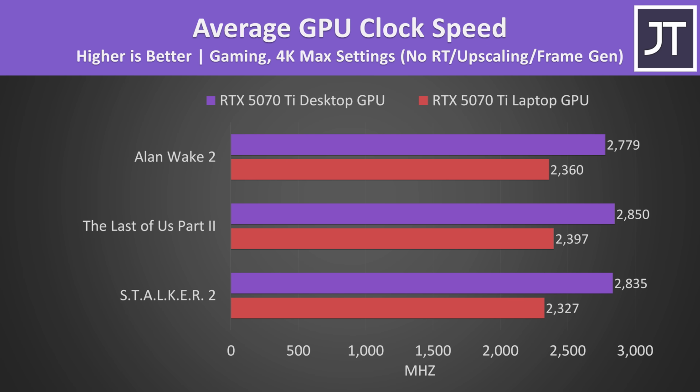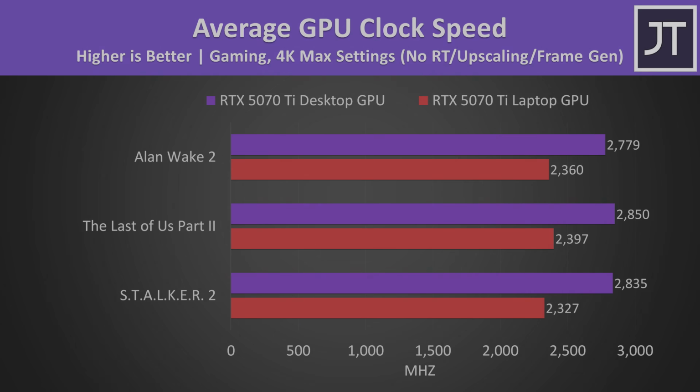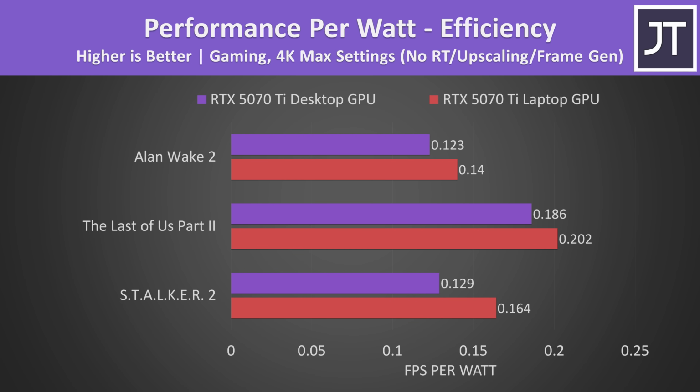The extra power allows the desktop GPU in purple to clock higher in games compared to the laptop version too. The laptop ends up more power efficient from a performance per watt perspective. This is how many frames are generated per watt of power, and although the desktop is reaching significantly higher frame rates than the laptop, it needs more power to pull that off.